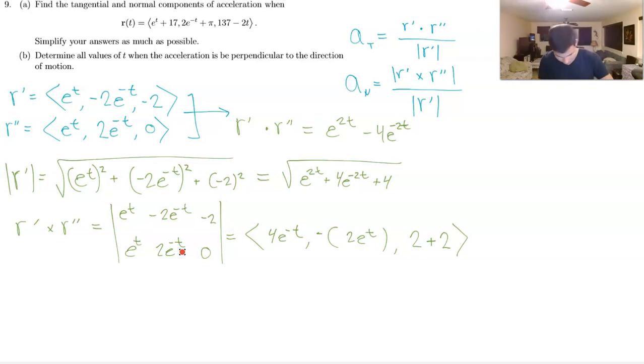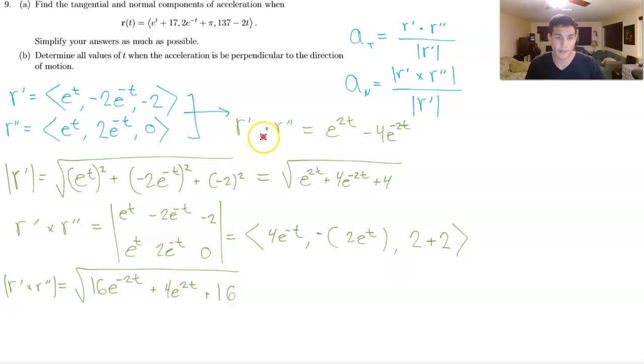Okay, so now let's take the norm of that. So the norm of r prime cross r double prime. And we're going to do this one in our head. The square root of 16e to the negative 2t, plus 4e to the 2t, plus 16. There we go. Okay, so we have everything we need, but there's arguably some things we can do to make these factor out a little bit nicer. So we'll do that. I'll do it in black.